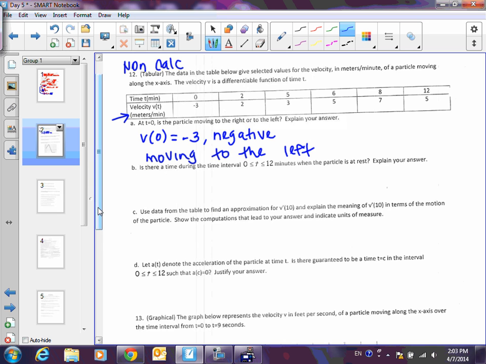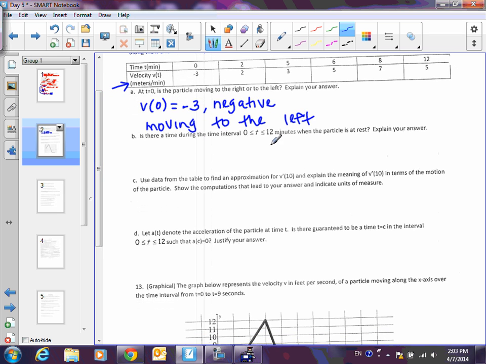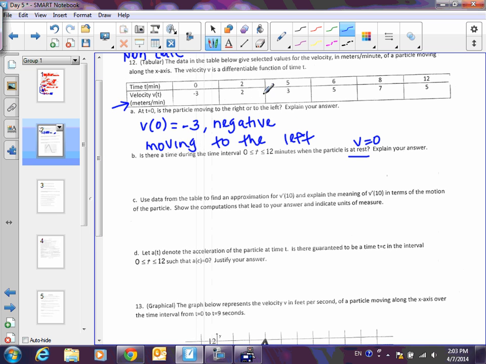B, is there a time during this interval when the particle is at rest? Well, what did we say meant at rest? V equals 0. Now look at my table, and I do not see a 0. Does that mean the particle is never at rest? No, because I'm only given certain values. So can you deduce that V does equal 0? If so, where? Somewhere between these two. We have a negative velocity and we have a positive velocity. It has to happen where V equals 0 somewhere in between there.